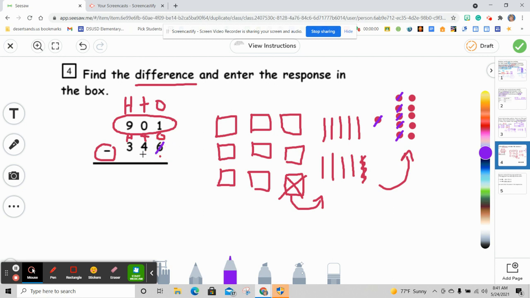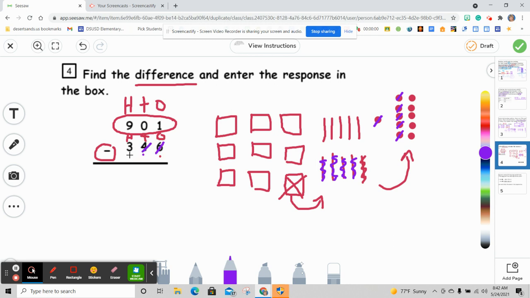Then I need to take away 4 tens. Now, because I already regrouped, I have 4 tens to take away. So I'm going to take away 1, 2, 3, and 4. So I'm done with the tens.